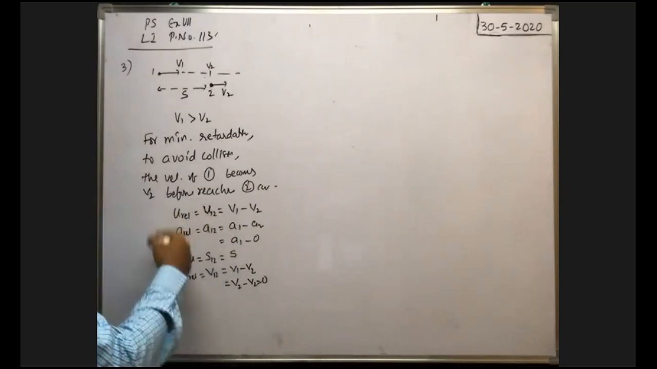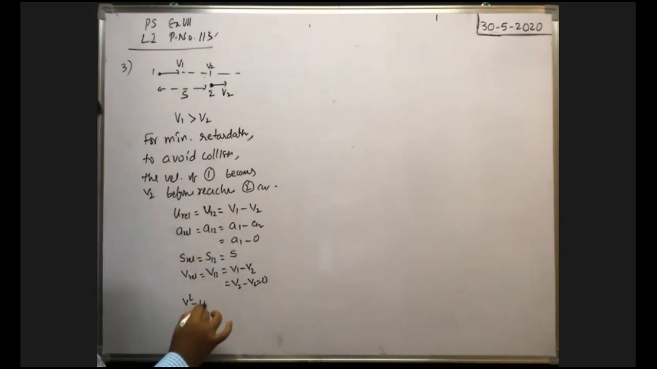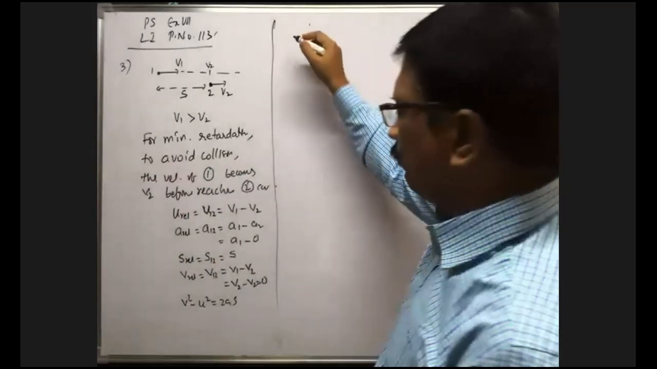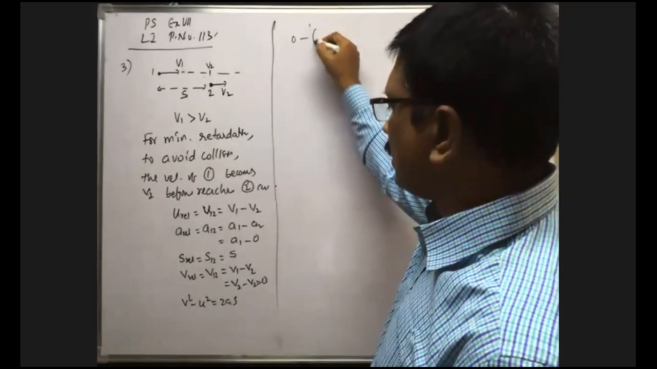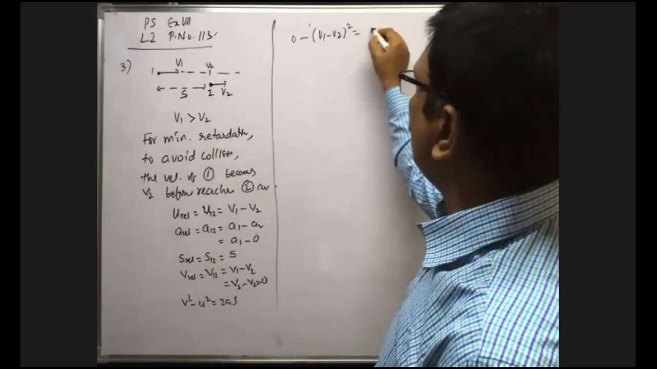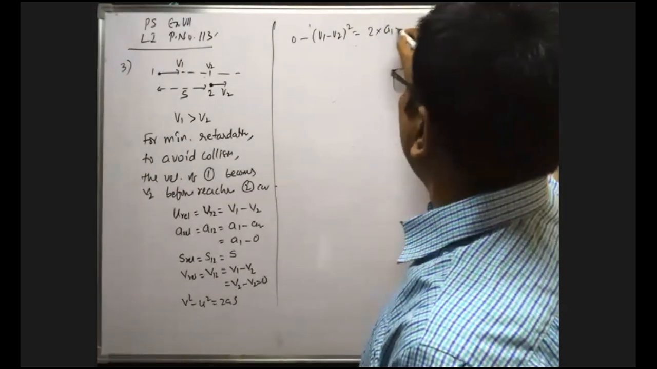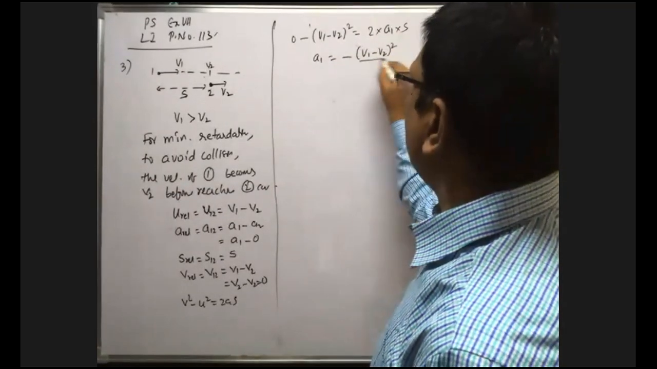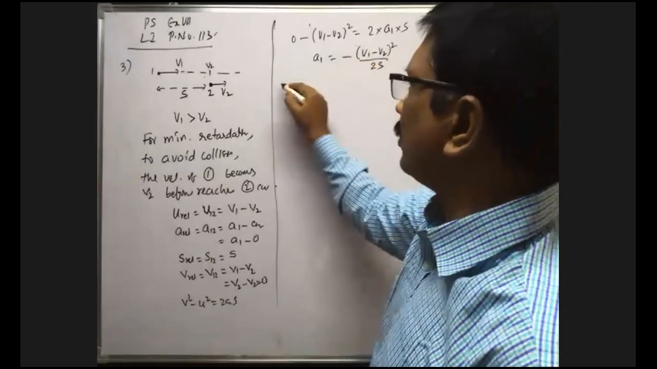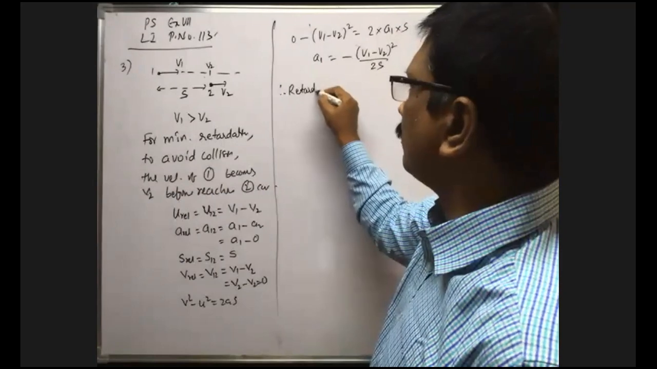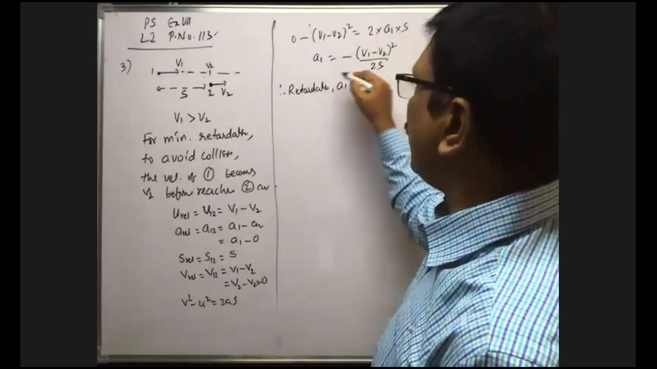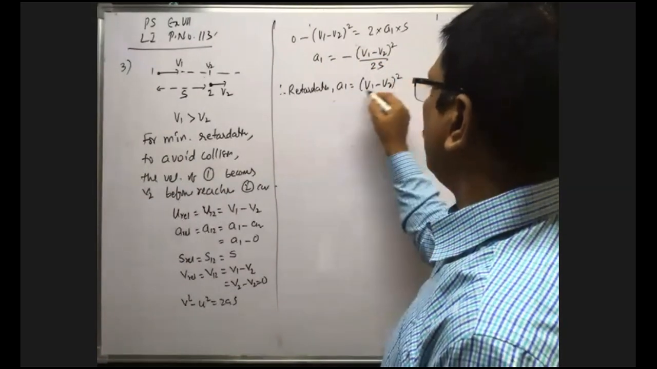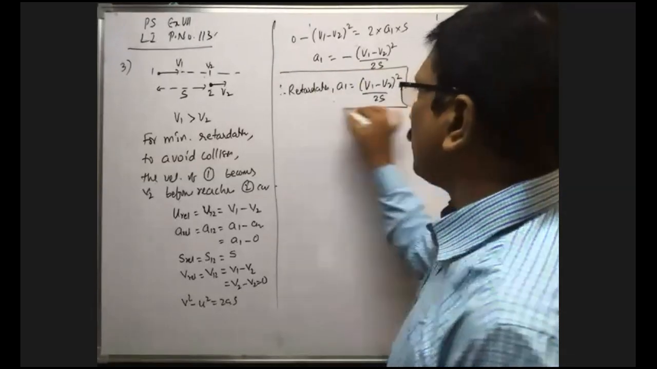Now what is the relation among them? From v square minus u square is equal to 2as. V square means 0, minus u square means v1 minus v2 whole square, is equal to 2 into a, which is a1, into s. So a1 is equal to minus (v1 minus v2) whole square by 2s. The minus sign represents retardation. Therefore, the retardation of car 1 is a1 equal to (v1 minus v2) whole square by 2s; retardation itself represents the minus sign, so you should not put another minus. It is very, very important. It was previously asked in mains.